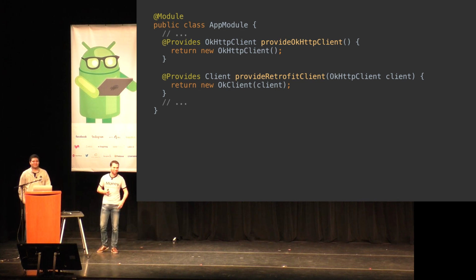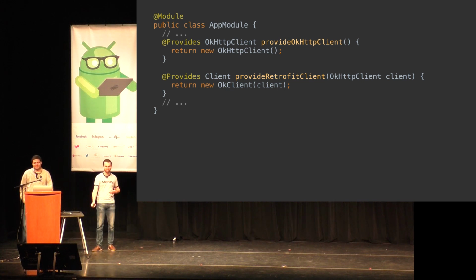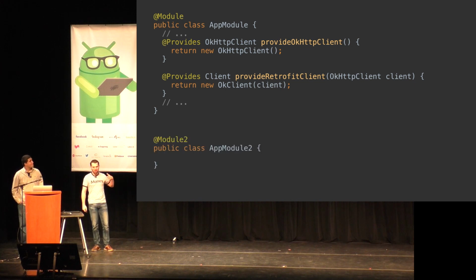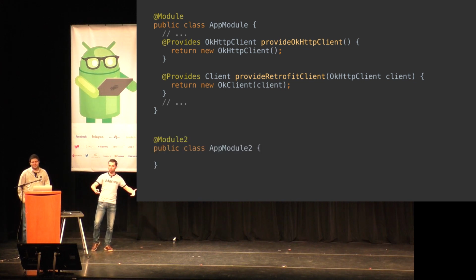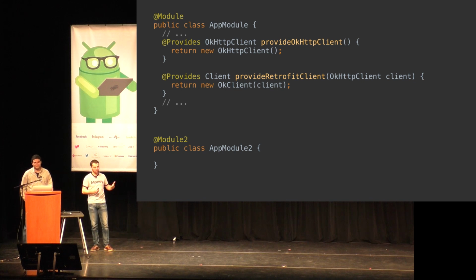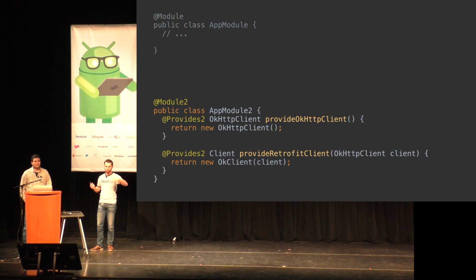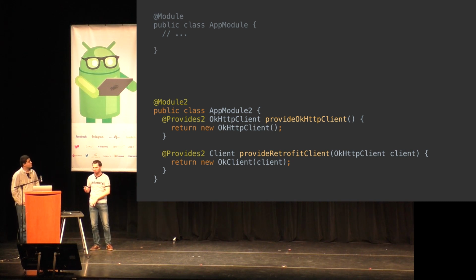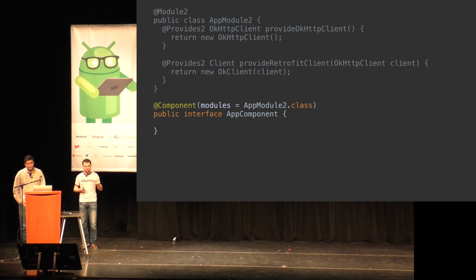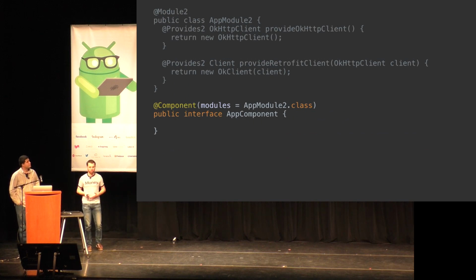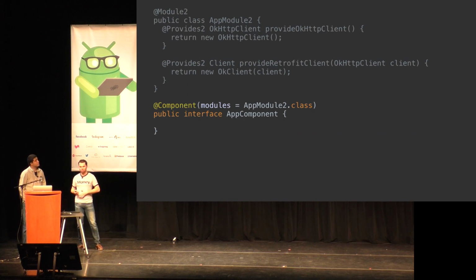So we have these OkHttp clients and this Retrofit client that are provided in the app module, right? And so we just create a new @Module2 that uses Dagger 2, and we move this over, right? And so now these dependencies are missing from the Dagger 1 graph, and they exist in the Dagger 2 graph. Now that's cool. Then we create a component with the @Component annotation. We reference the module there, and we add this.